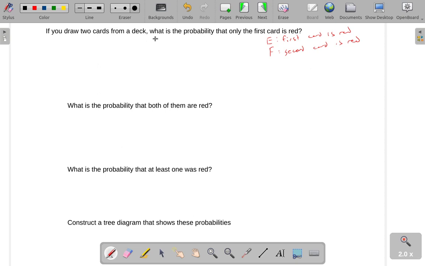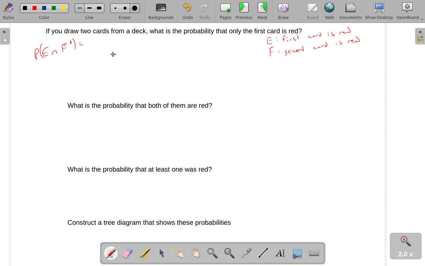If I find the probability that only the first card is red, I can write this using those two events. The first card is red, but the second card is not red. In other words, E intersect F complement. I used an intersection here because both of these things need to be true. The first card needs to be red, but not only that, the second card has to not be red. That's the F complement that I'm using here. So I'm trying to find the probability of E intersect F complement.